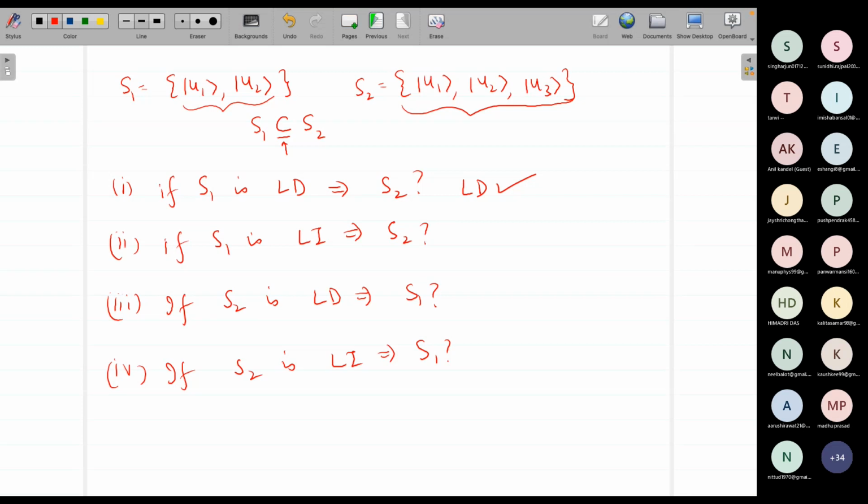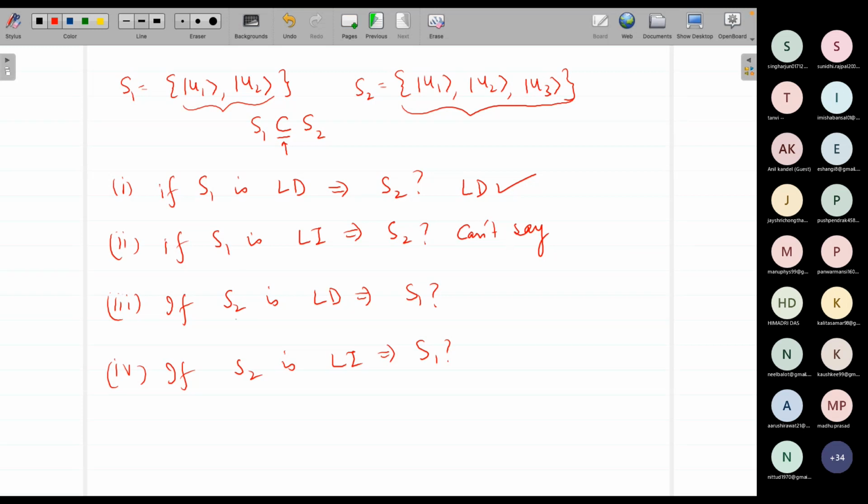What will you say about this S2? We can't say anything, because we do not know about U3, what kind of vector U3 is. It may be independent or it may not be. And hence, we cannot definitely say anything about this.